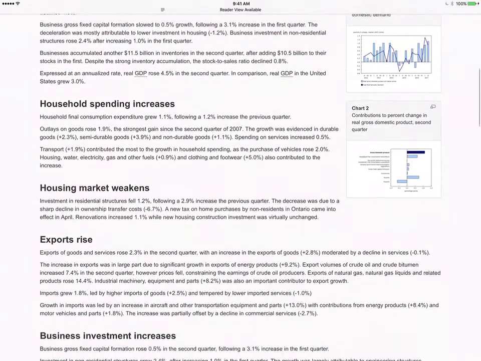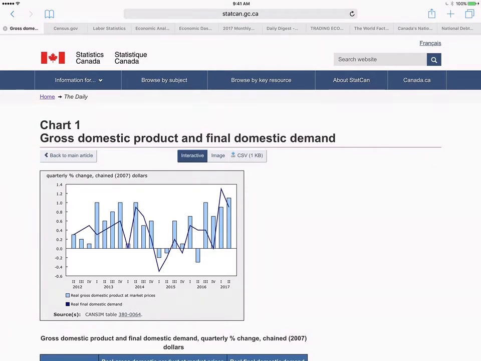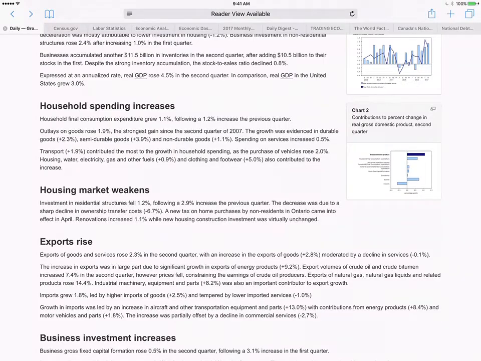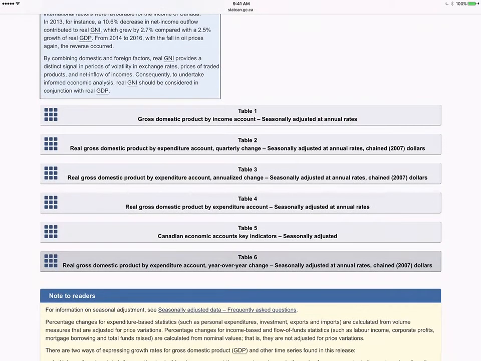Let's go back. These graphs here will show you gross domestic product over time. Again, at the very bottom, you can see tables just like we saw with unemployment, but this time they're based on GDP. So what we want is we want to know what the gross domestic product is, not the real GDP, that's where we take out inflation, but we want to know gross domestic product. So what is the total value of everything we make in Canada?